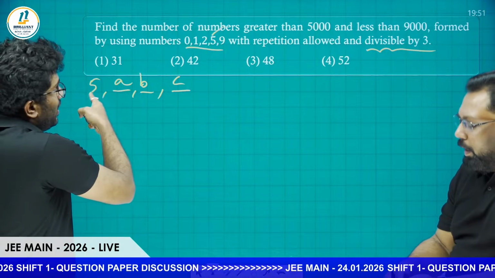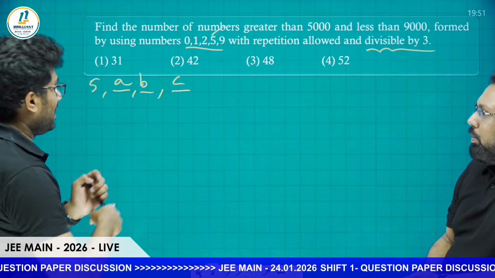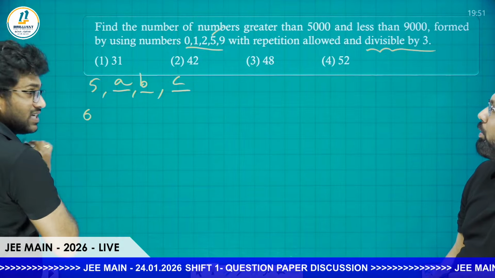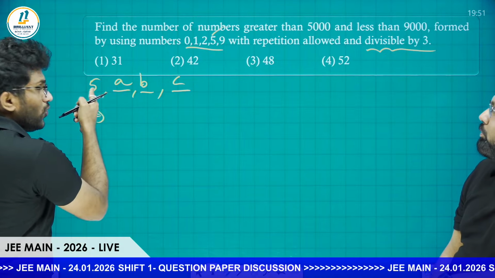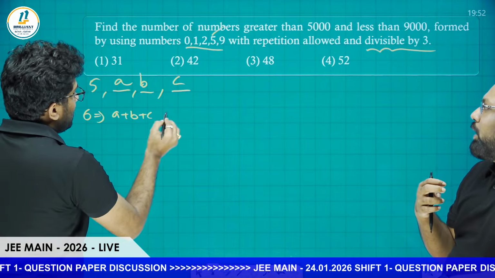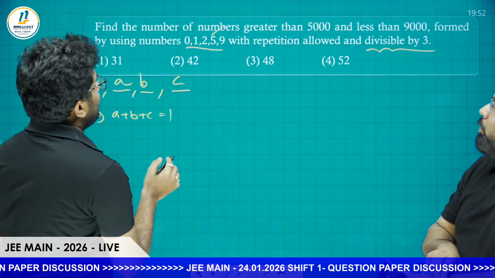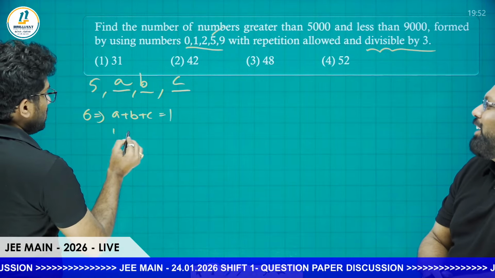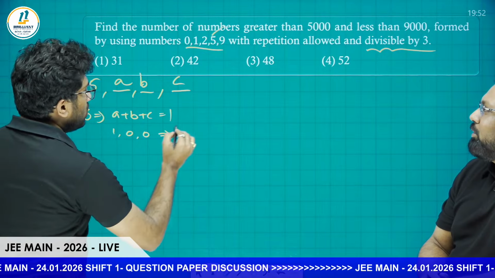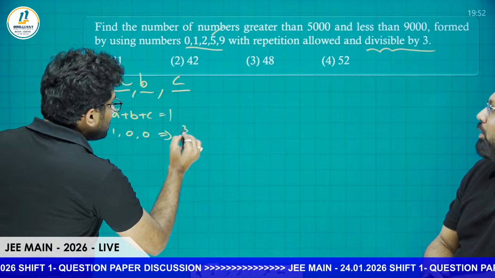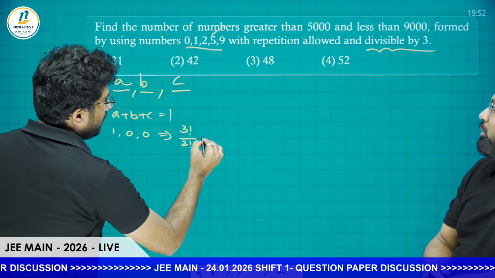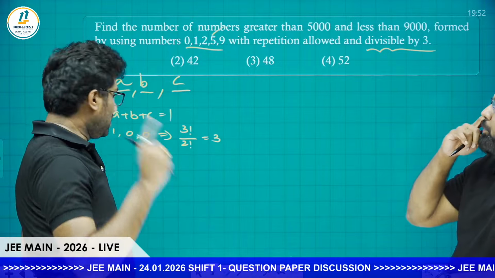Already it is starting with 5. So if the sum of the digits is 6, already we have 5 here. So one thing is A plus B plus C can be 1. What are all the cases that it can be 1? 1 0 0, sir. So if the numbers are 1 0 0, repetition allowed, then 3 numbers can be arranged in 3 factorial ways, divided by 2 factorial since 2 are alike. So 3 factorial by 2, which gives 3 cases.